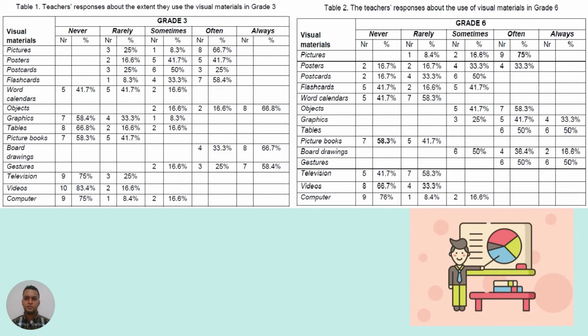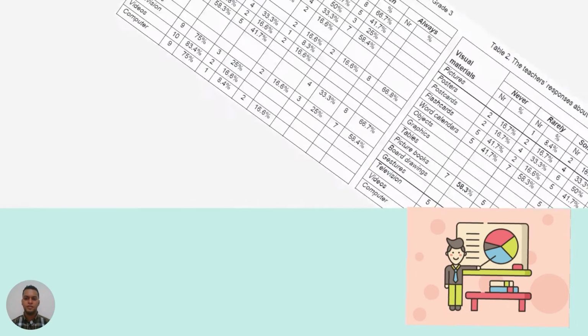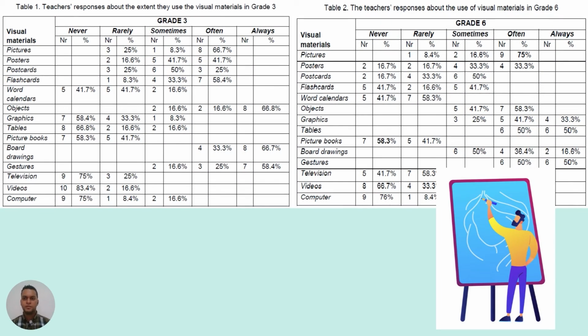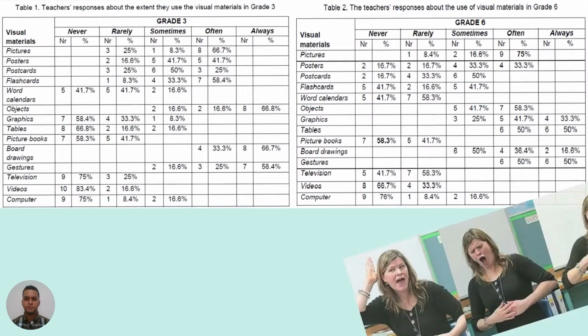Most of the teachers of third grade never use graphic tables, but 58.3% of the teachers of sixth grade often use them. This happens because young learners of third grade need more vocabulary to complete them. It is obviously seen that board drawings are used more in third grade as teachers draw pictures to illustrate the meaning of new words.